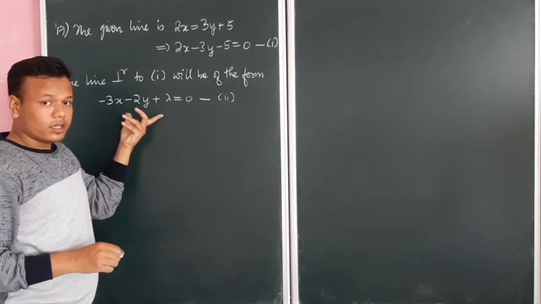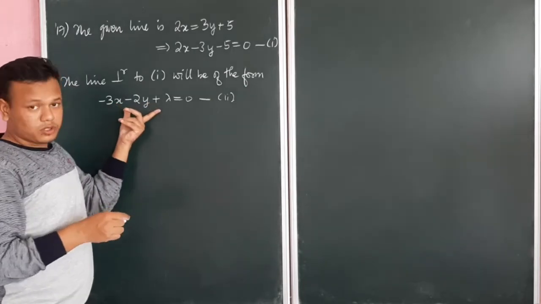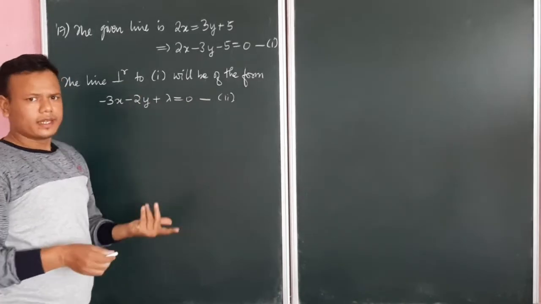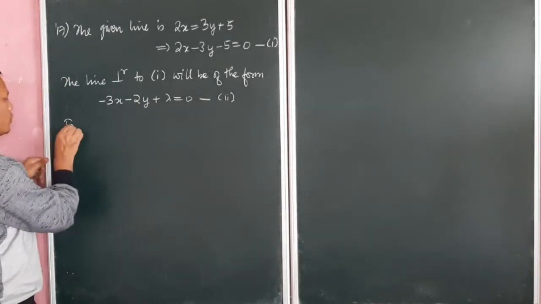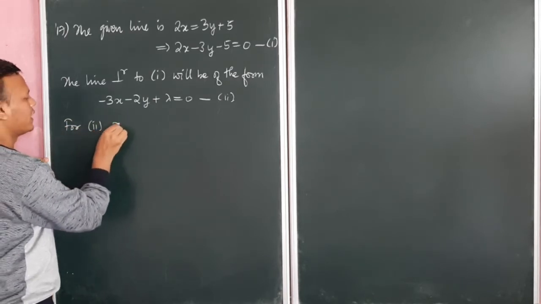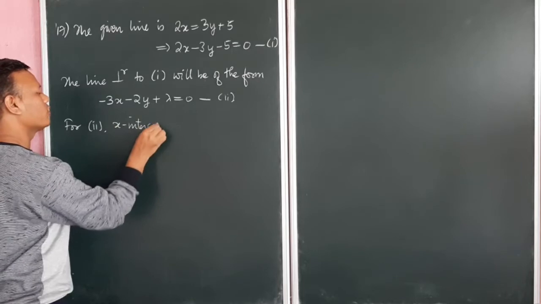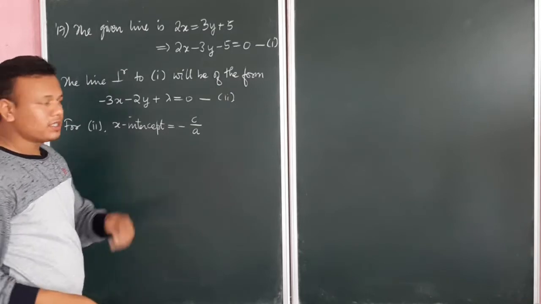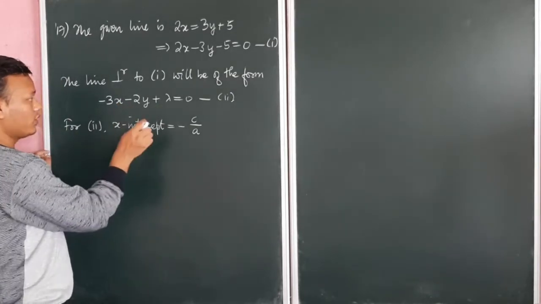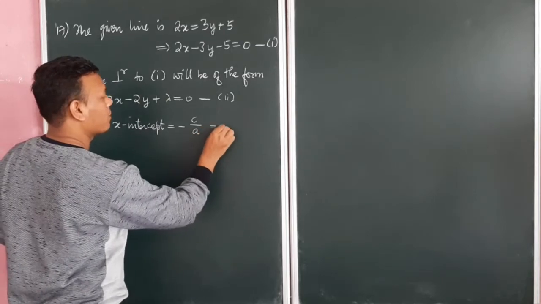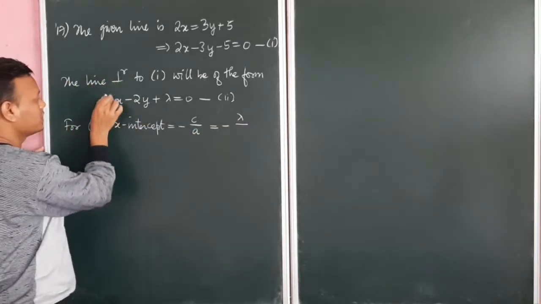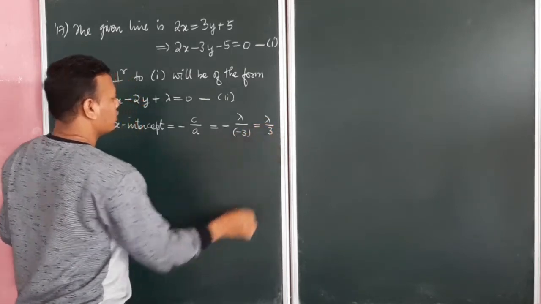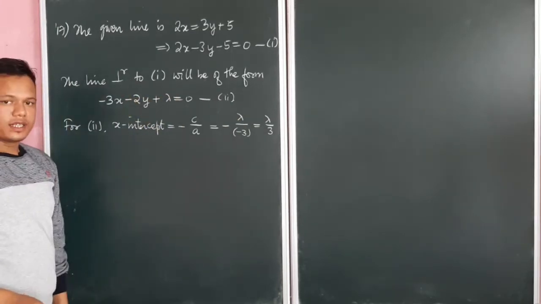For line number 2, whatever equation we need to find, the x intercept is given. So from here also we will find the x intercept. What is the formula for finding the x intercept? It is minus c by a, isn't it? And what is c here? For this I am talking about the second equation. So c is lambda, and here we have minus lambda by a. A is minus 3, so this is lambda by 3. So this is the x intercept for equation 2.